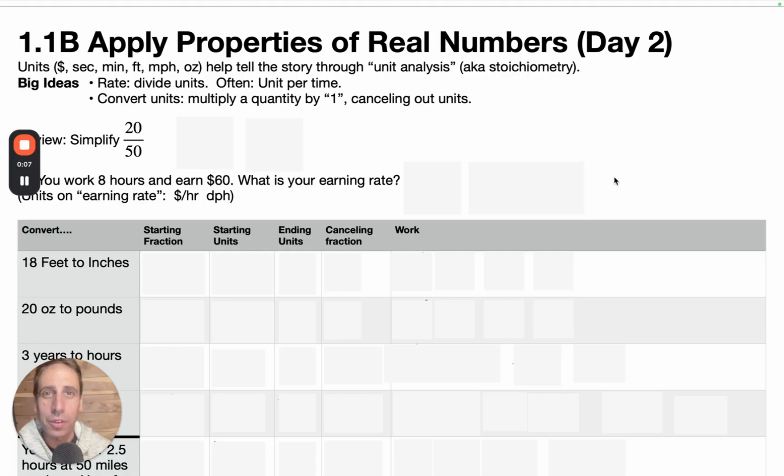Apply properties of real numbers. Today we're going to talk all about units, and units are super important because units like dollars and seconds, minutes, feet, miles per hour, ounces, all those things help us tell the story through unit analysis.